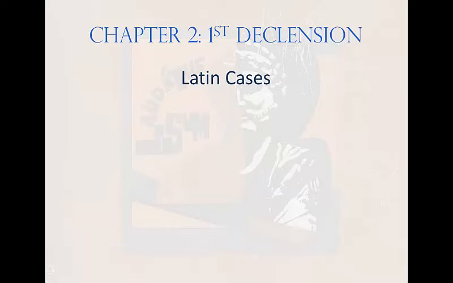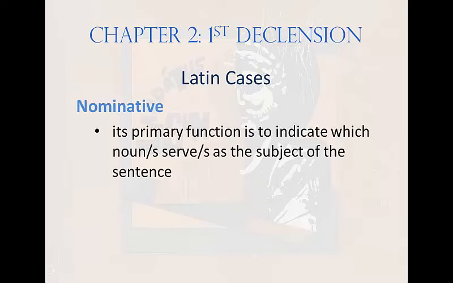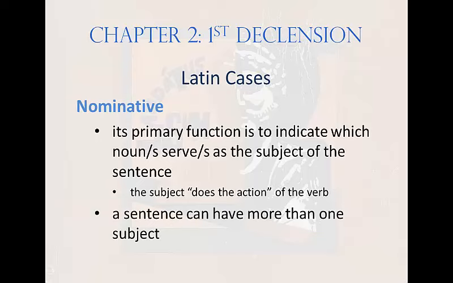Now let's look at each of these cases individually, first how they function, and then how they're formed in Latin. To begin with, the nominative case. Its primary function is to indicate which noun or nouns serve as the subject of the sentence. The subject of the sentence is the noun or nouns which perform the action of the verb. A sentence can have more than one subject. For instance, Caesar and his army attacked Gaul. In that case, Caesar and the army are both the subject of the sentence.